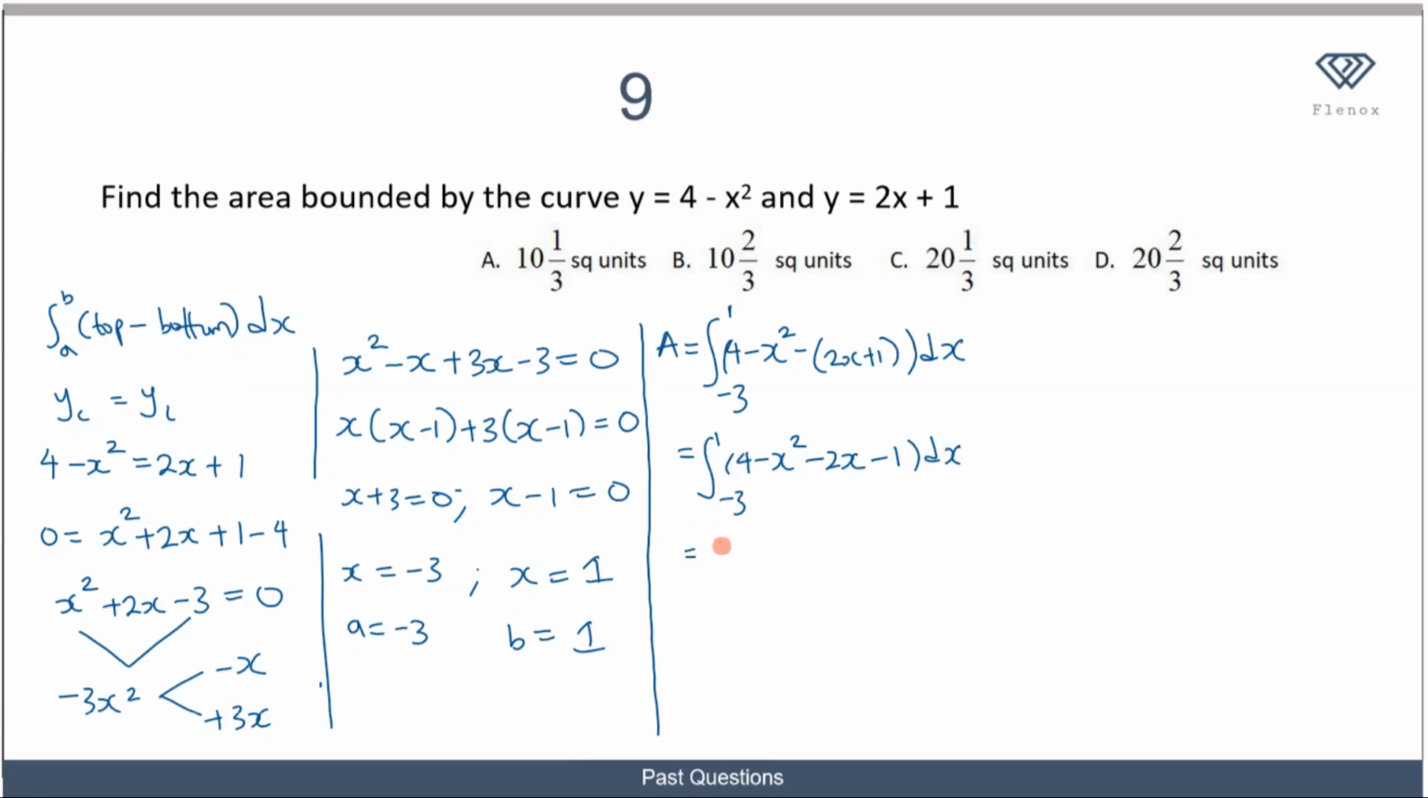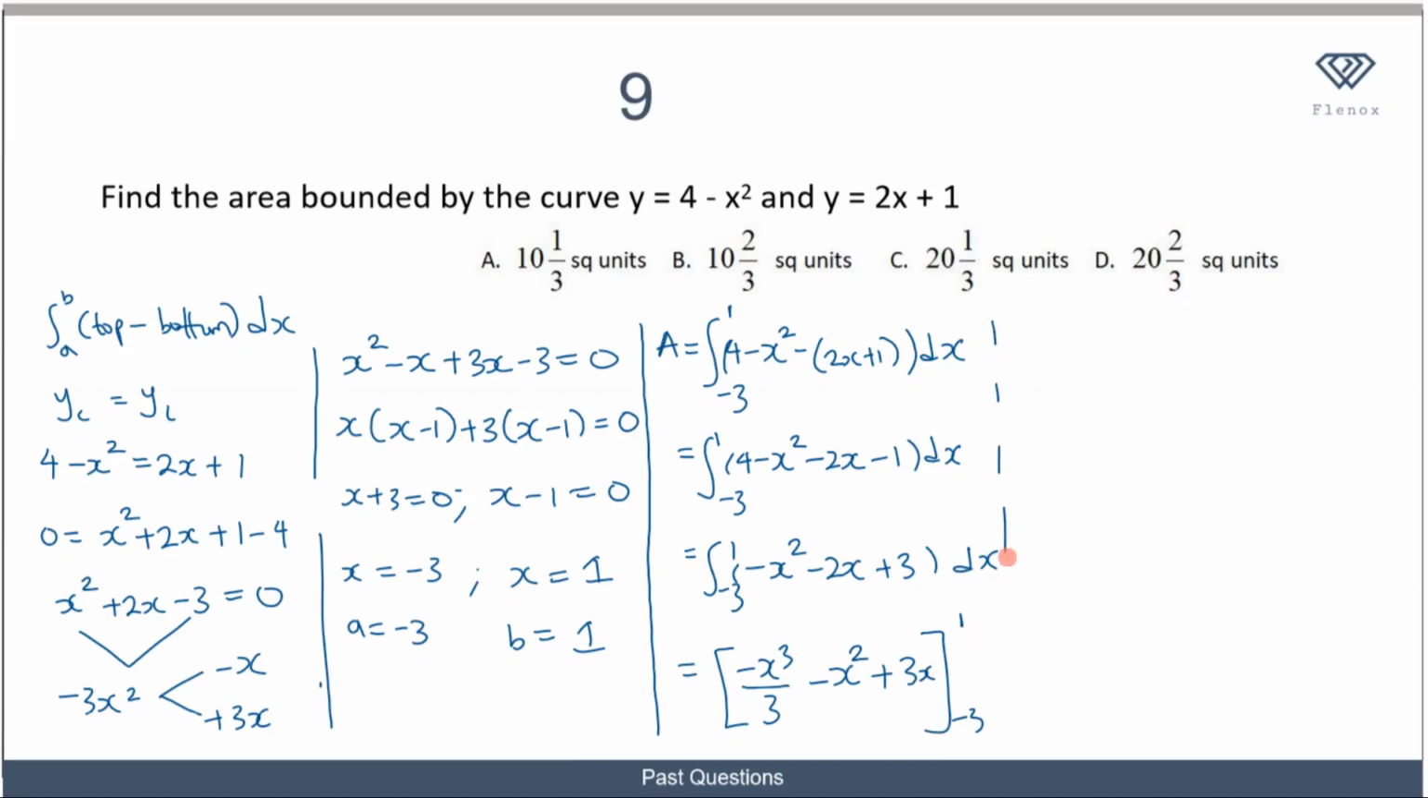And what does that result in? I have 1 and minus 3. So if I collect like terms, this becomes minus x squared minus 2x plus 3 dx. So now I can easily integrate this, and when I integrate that, what do I get? Minus x squared becomes minus x cubed over 3, minus 2x becomes minus 2x squared over 2, same thing as having minus x squared, and 3 becomes plus 3x, and I'm integrating from minus 3 to 1 rather.